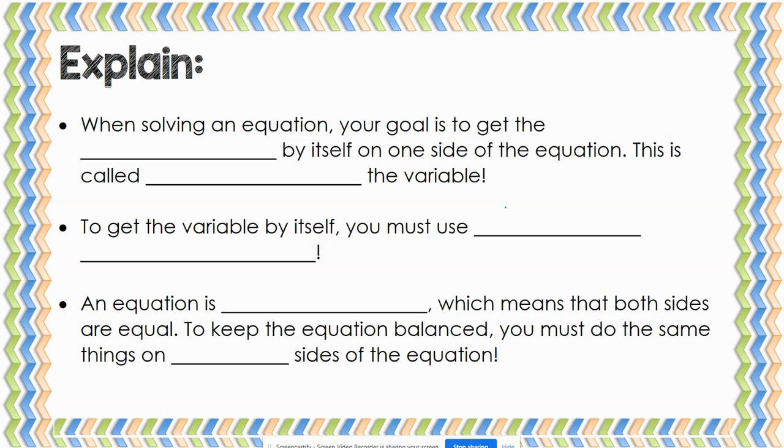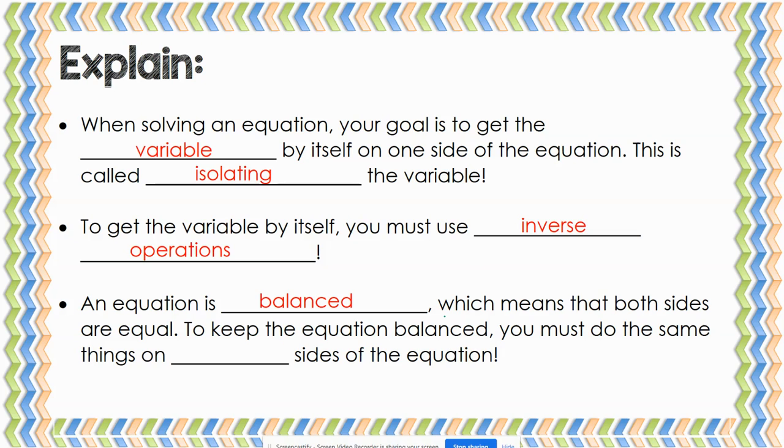When solving an equation, your goal is to get the variable by itself on one side of the equation. This is called isolating the variable. To get the variable by itself, you must use inverse operations. Inverse operations are the same as opposite operations. The inverse of addition is subtraction. The inverse of subtraction is addition. The inverse of multiplication is division. And the inverse of division is multiplication.